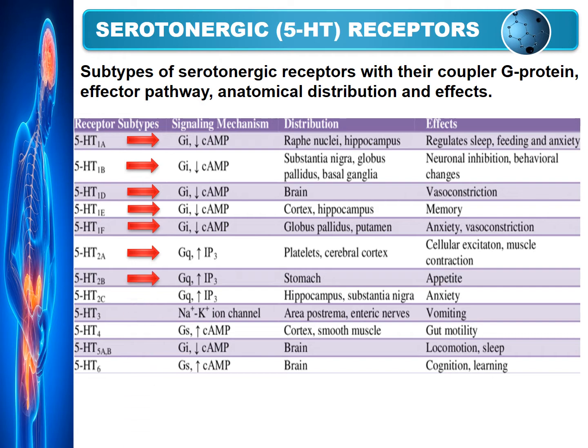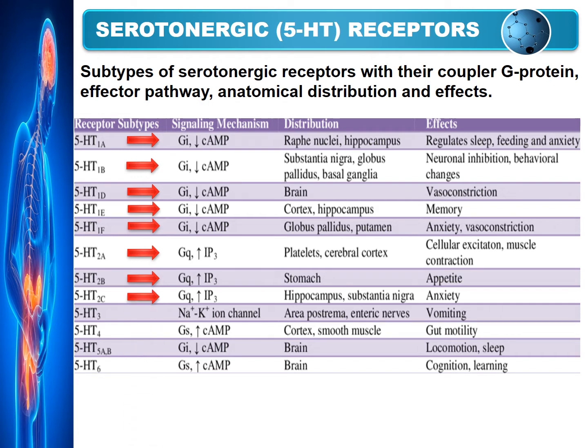Then the second subtype of the second family of serotonergic receptor is the 5-HT2B, having the GQ type of the G coupler protein, and it functions through increasing the intracellular concentration of inositol triphosphate. It is located at stomach, and it affects and regulates the appetite.